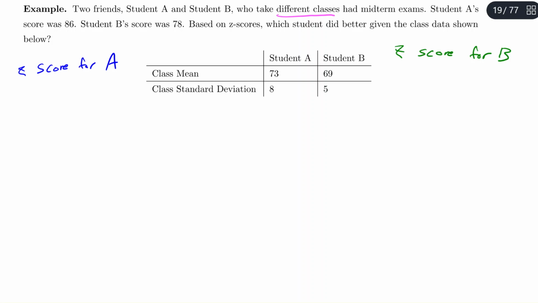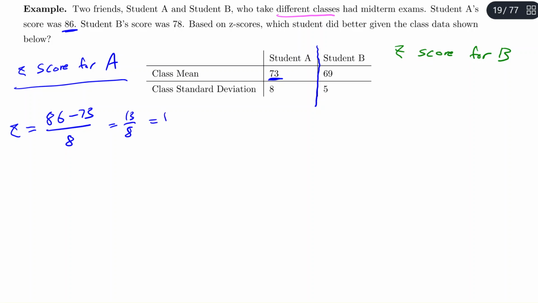So for A, we want to know how far the score of 86 is away from the mean. The mean for student A's class was 73. So 86 minus 73, divided by the class standard deviation of 8, gives me 13 over 8, which is 1.625. So what does this number mean? It's very important to interpret the values, not just get the numbers. So let me write down what this means.